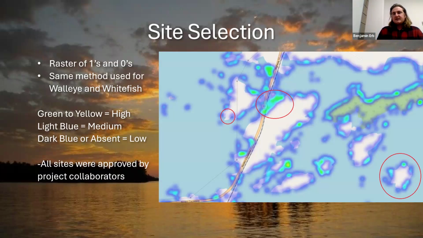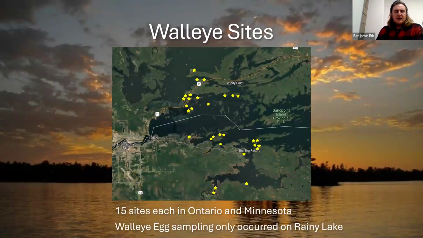All of the sites that I selected, I approved with project collaborators being ECCC, the National Park Service, Minnesota DNR, and Ontario MNR. And I selected 15 sites in Ontario and 15 sites in Minnesota, as far north as Reef Point in the North Arm of Rainy Lake there, and as far south as the Rabbit River in the mouth of Black Bay.